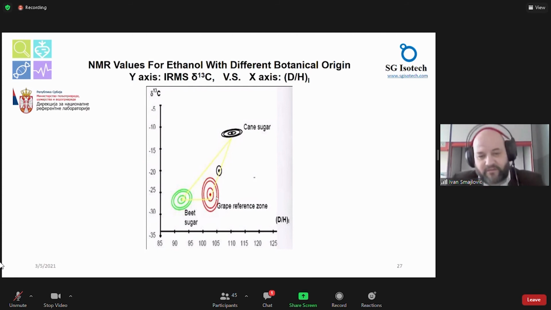And the problem is, now you have all of this, but this range here for grape is very wide. It is from 98.5 to 106.5. So what does it mean? For wine production, if you add sugar, and in wine production we don't add like 50% of sugar of different origin. Chaptalization is done just to correct alcoholic strength in wine by 1% volume or 2% volume. So if you add a small amount of beet sugar, of different origin, and your natural ratio of deuterium is like 104 or 105, this ethanol, with the addition of beet sugar before alcoholic fermentation, will start traveling to the left. But because of the small amount, it will still be in this cluster.